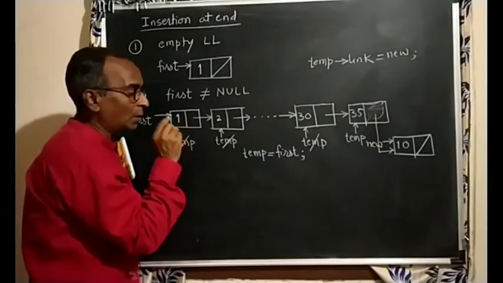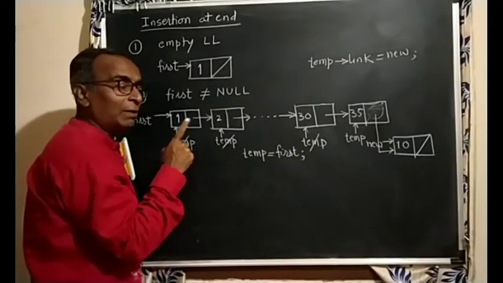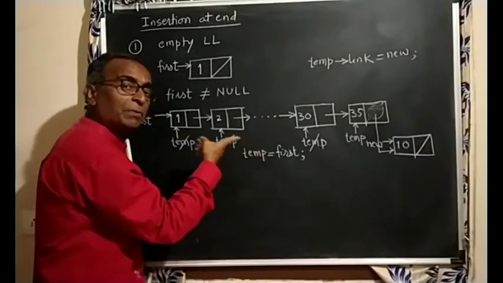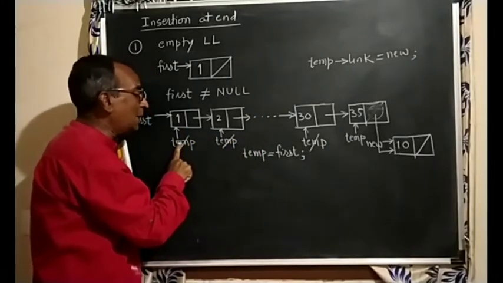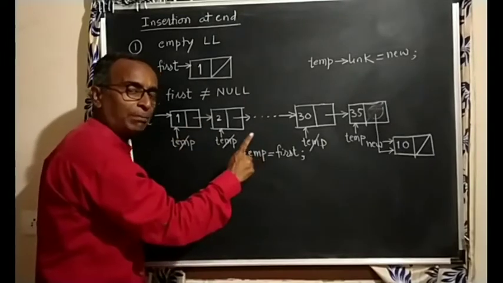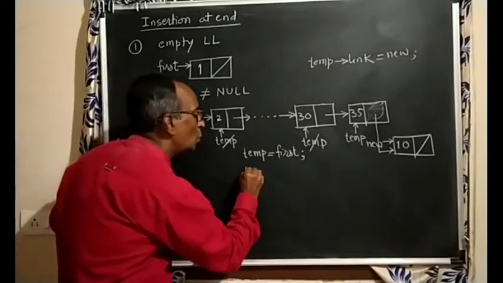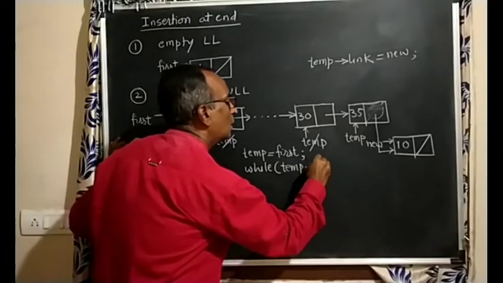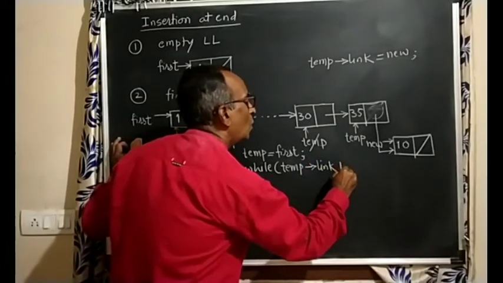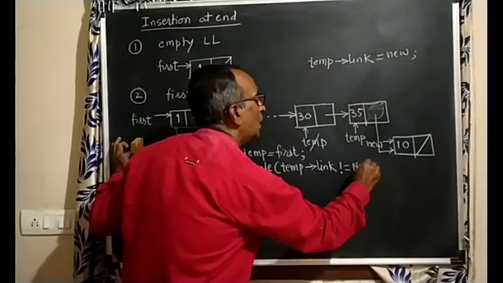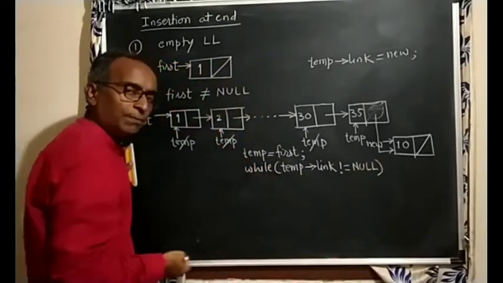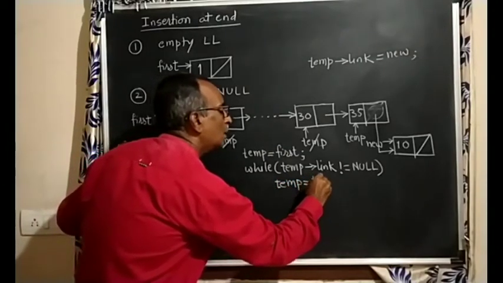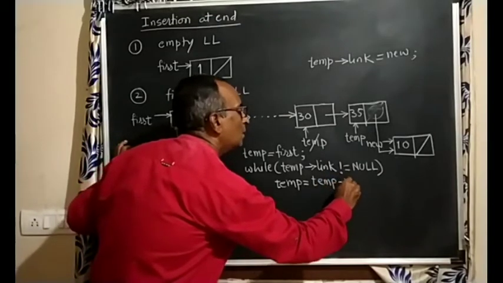What is the condition for the last node? When temp's link is null, that is the last node. When temp's link is not null, we are moving temp. So while temp's link is not equal to null, we are moving the temp pointer. How to move the temp pointer? Temp is given temp's link field.